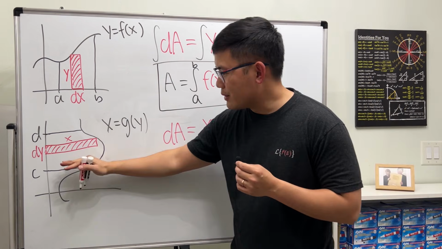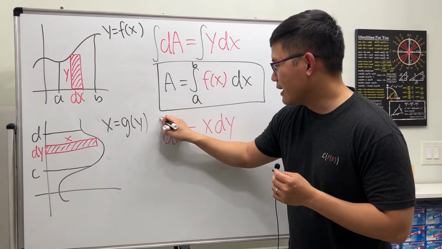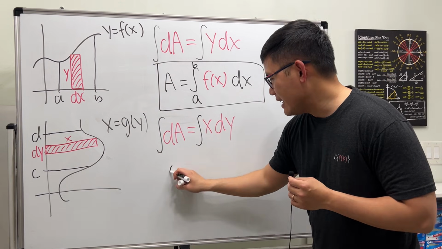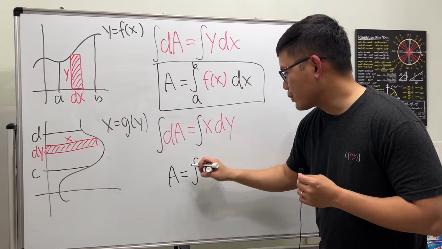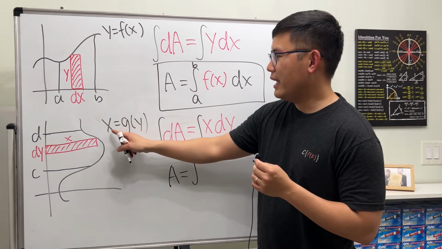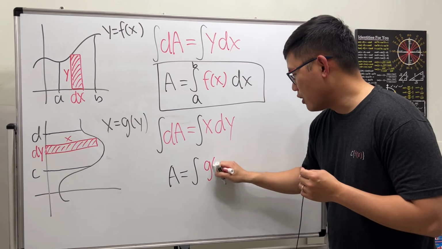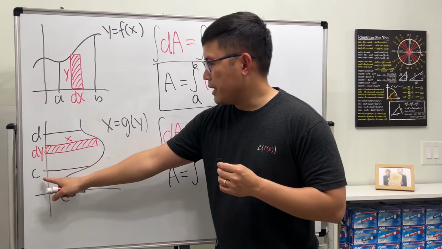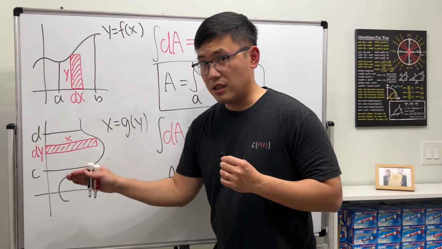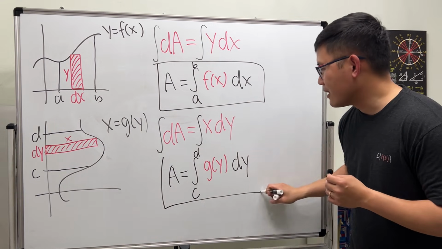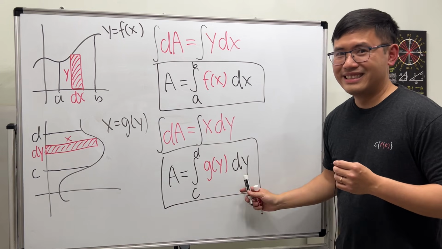And if you want to find out the whole thing, then just go ahead and add them up by using integration. And then we will just get the area equals the integral. X is not allowed in the y world, but it's okay. X is just the same as g of y. And make sure you pay attention to the c to d in terms of the y values. So c to d, and we are done with this.